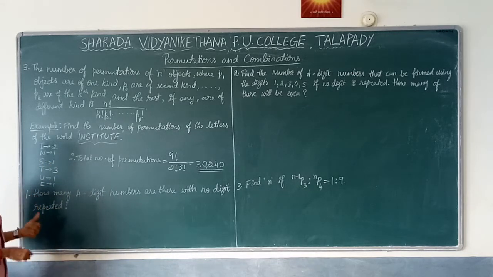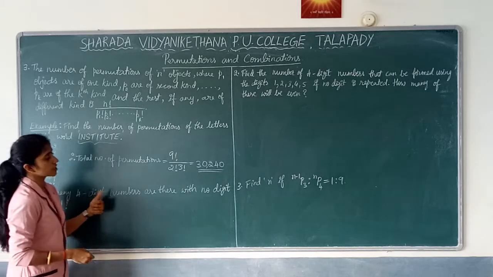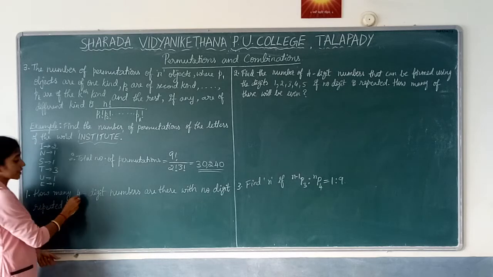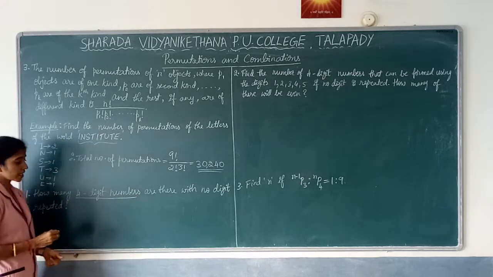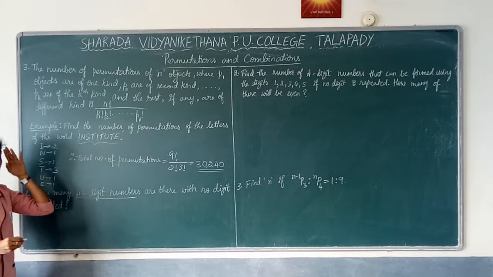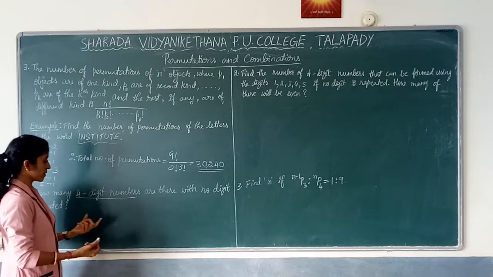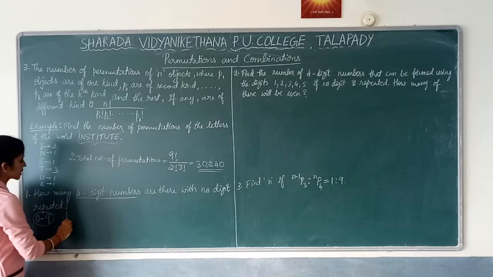Now let us move on to different types of problems. Okay, how many 4-digit numbers are there with no digit repeated? Now see, they did not give you the digits, isn't it? So actually how many digits are available? We know the digits available are from 0 to 9. These are the digits we use for forming a number, right? So we have to find a 4-digit number.